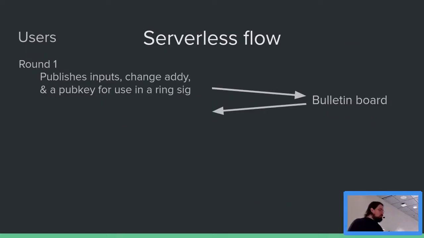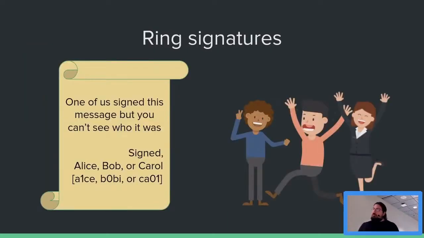Everybody is going to publish to a bulletin board, so not a coordination server, but just a random place where you can put data. Everyone's going to publish their inputs, a change address, and a pub key for use in something called a ring signature. If you haven't heard of a ring signature before, they're used in Liquid and they're used in Monero, and I'm going to tell you a little bit about them.